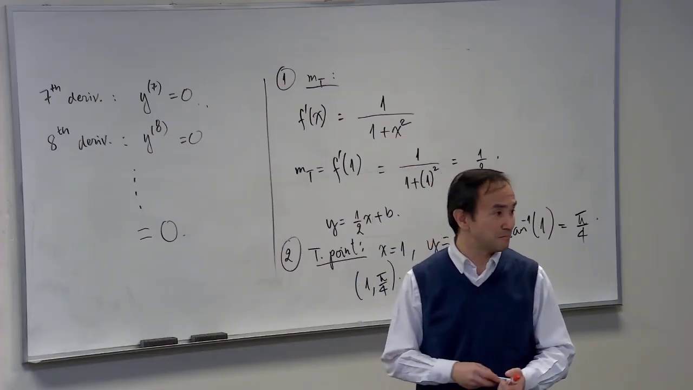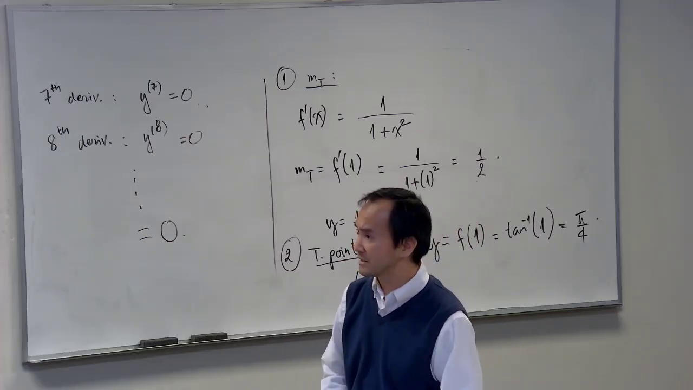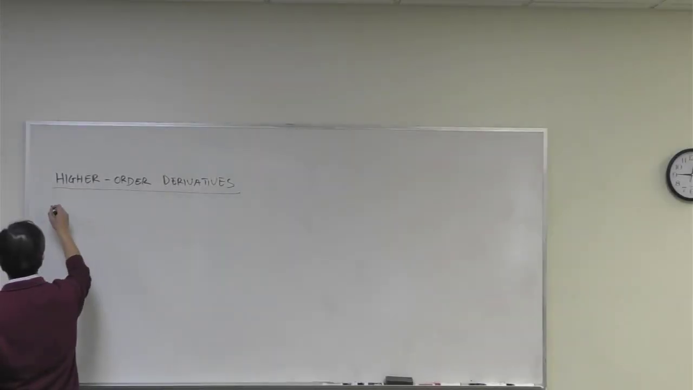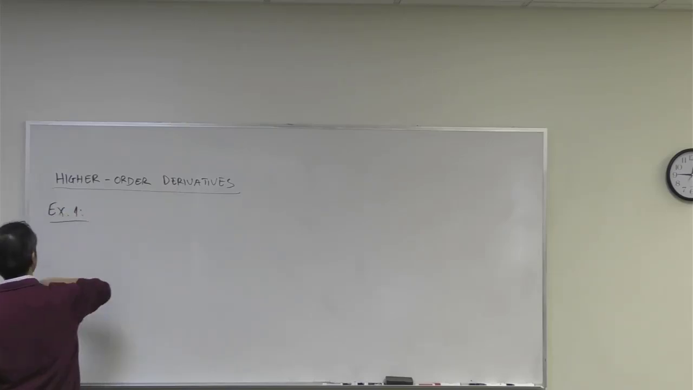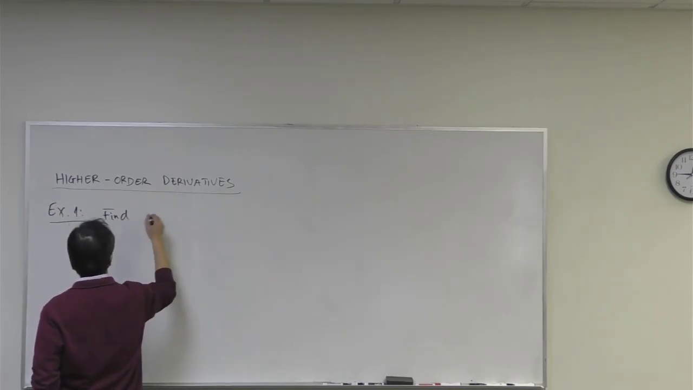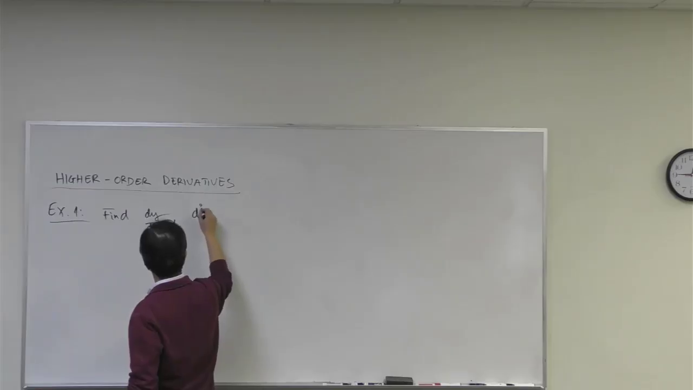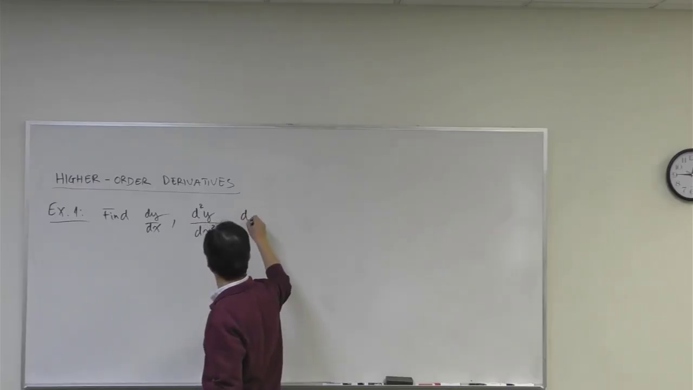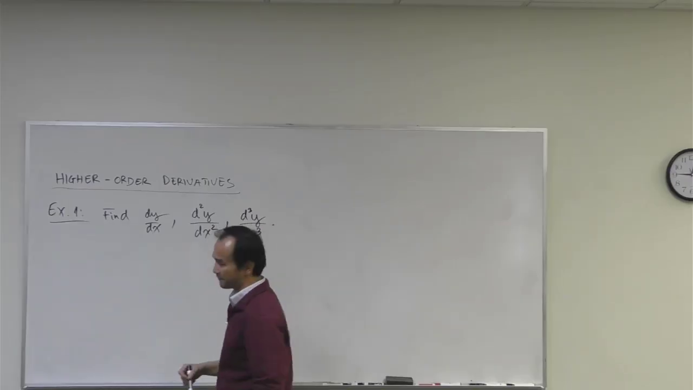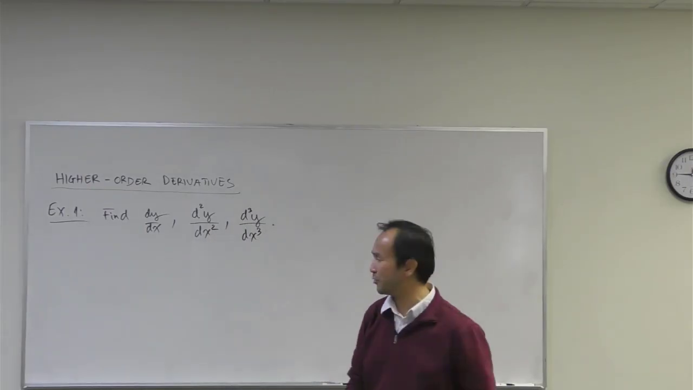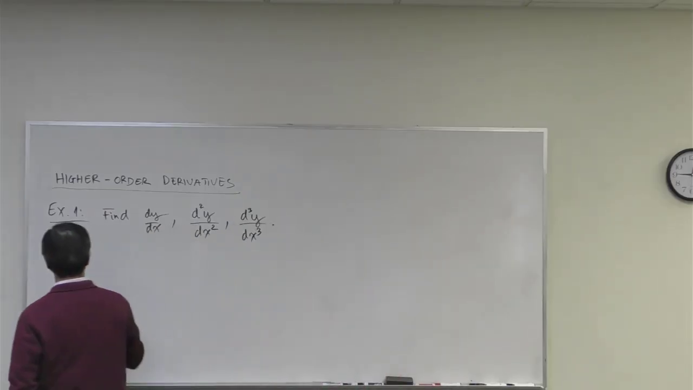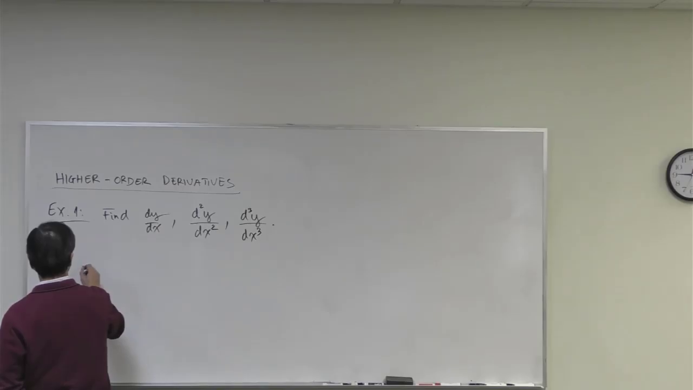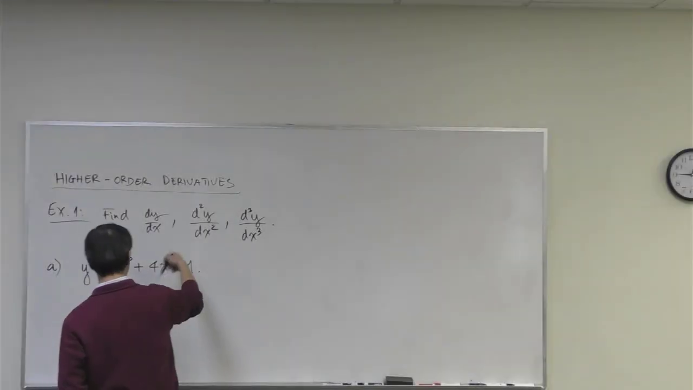Any other questions you have for me? Now I'll bring you some examples. Here's one: find dy/dx, the first derivative, and then d squared y over dx squared, the second derivative, and we also want to find the third derivative. That should be good enough. Those are three derivative orders. Our function here is y equals 2x cubed plus 4x plus 1.